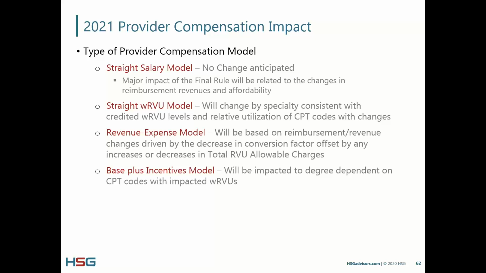Revenue minus expense, clearly, is going to be reimbursement driven, right? So if revenue goes down for the same amount of work, man, it's going to have a direct impact on comp. And then base plus incentives, the degree of impact will depend on the degree of reliance on the CPT codes with RVU changes, and that'll vary by specialty.